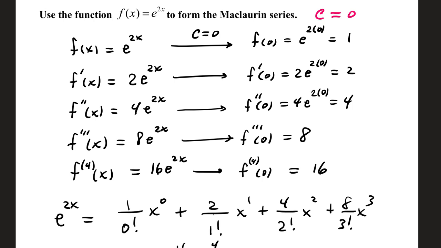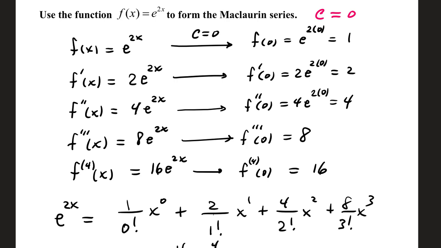Let's see if we can establish a pattern. Starting with the original, we have 1 over 0 factorial x to the 0. Then you move to your first derivative, that's 2.